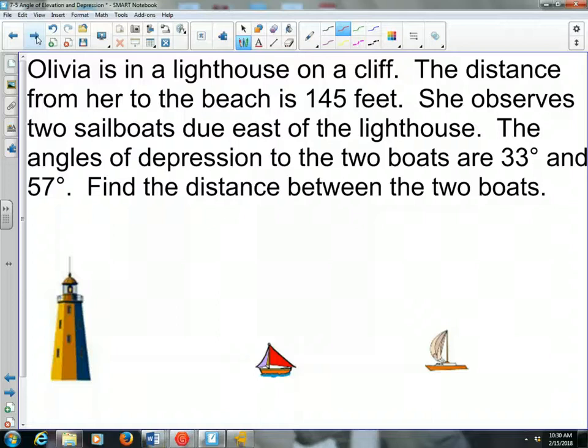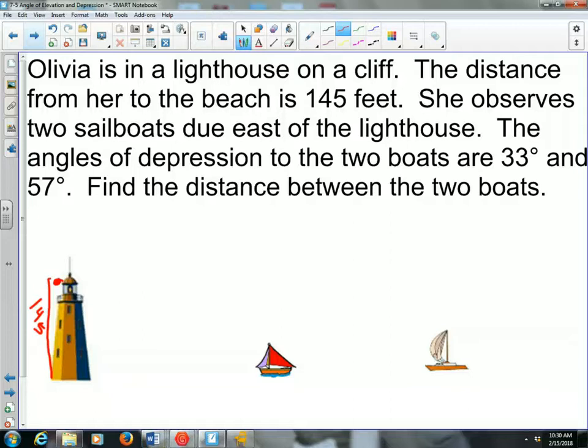The distance from her to the beach is 145 feet. So she's up here in this lighthouse. And this distance right here to where she is is 145 feet. She observes two sailboats due east of the lighthouse, and the angles of depression to the two sailboats are 33 degrees and 57 degrees. Find the distance between the two boats.